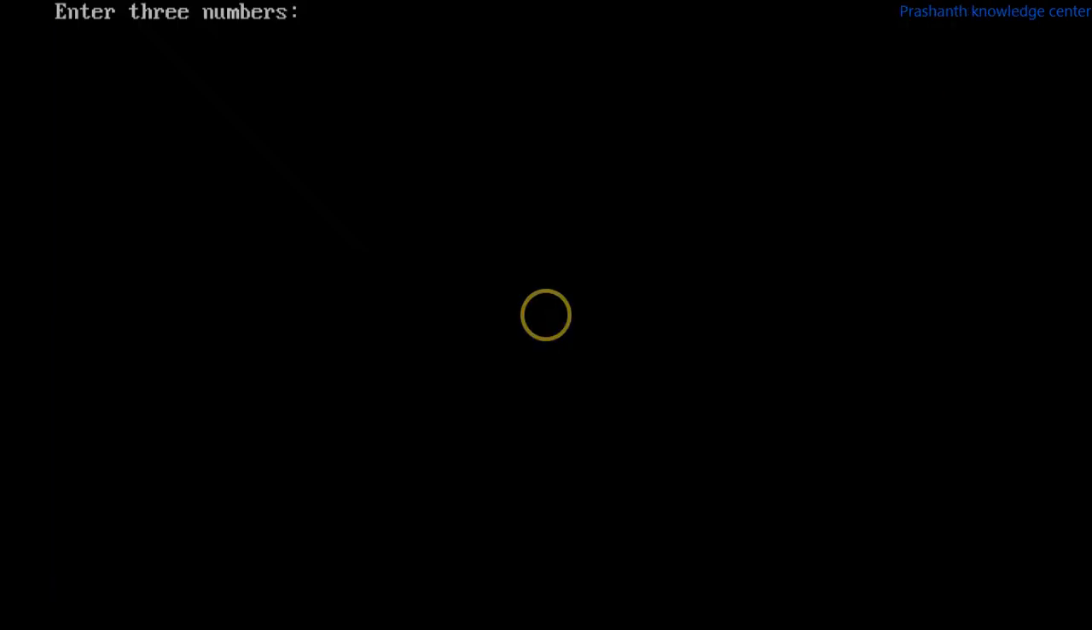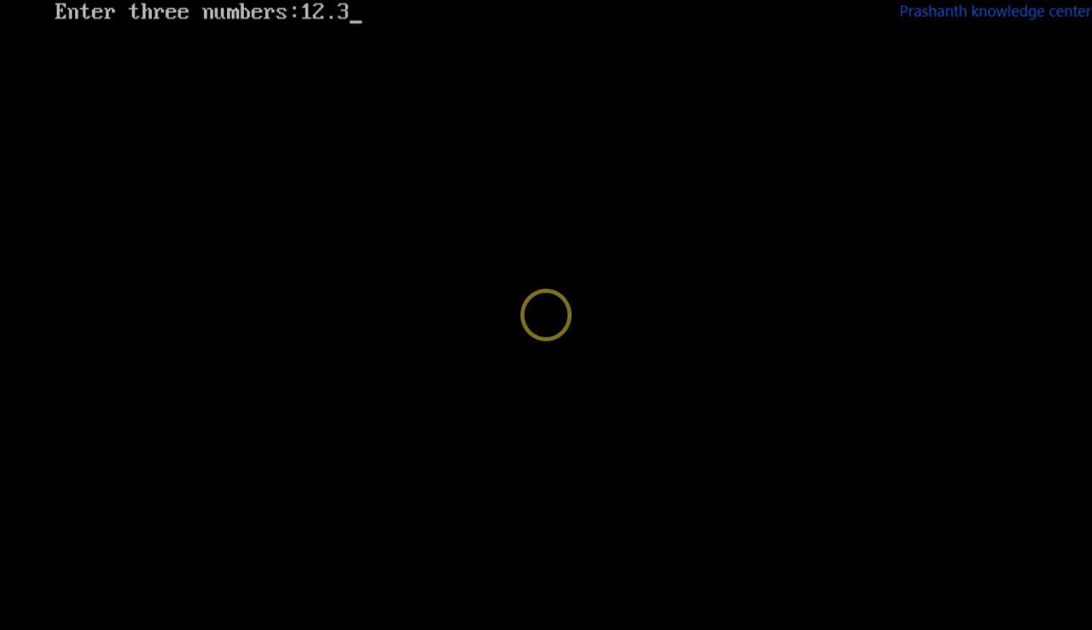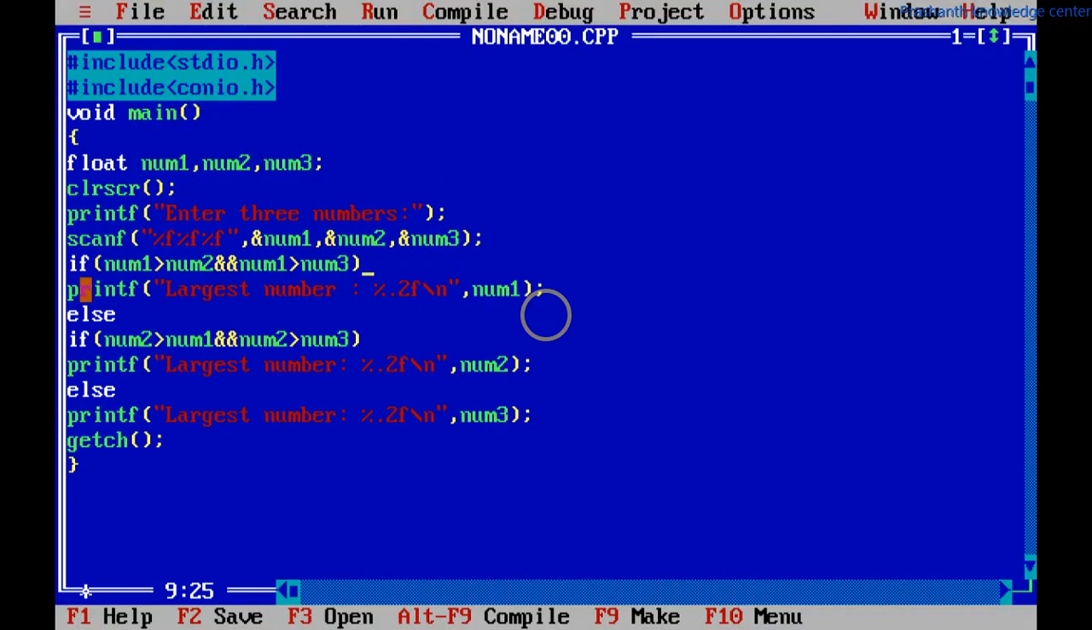Now we will check. Enter the three numbers. 10.2 is one, 10.3 is another, and 12.1 is another. Largest number is the third number. And one more time I will check. 12.3, 12.5 and 9. Largest number is 12.5. Like that I have shortened the program by using AND condition. This is all about how to find out the largest number.